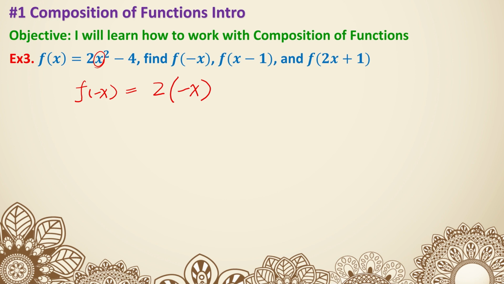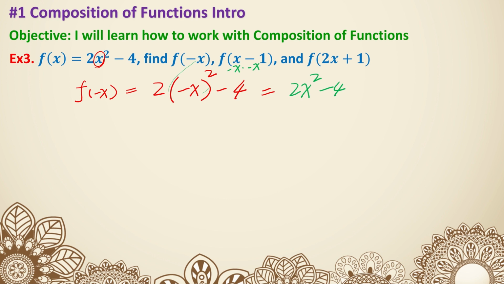So it's negative x inside parentheses, then squared, and minus 4. To simplify that, negative x squared is a negative x times another negative x, which is x squared. So it's 2x squared minus 4. It's the same as the original, but that's because whenever you square a negative something, it's still going to become positive. But we actually did plug in negative x.